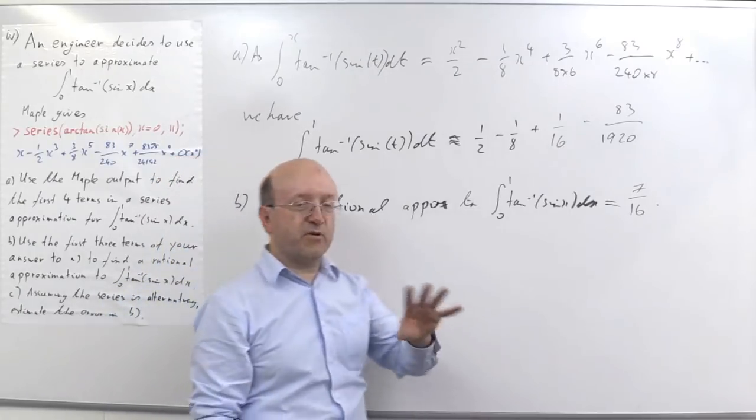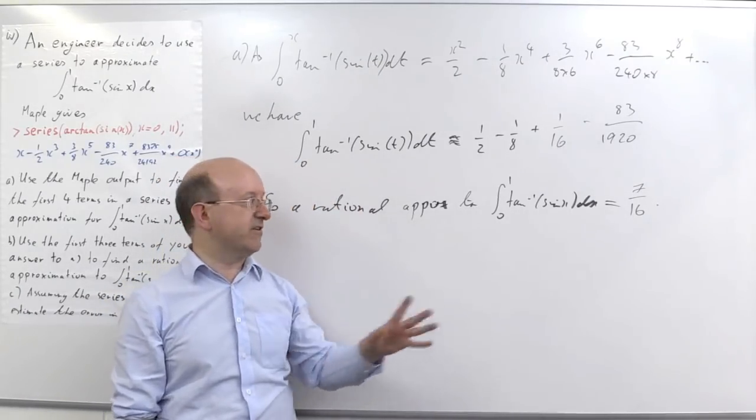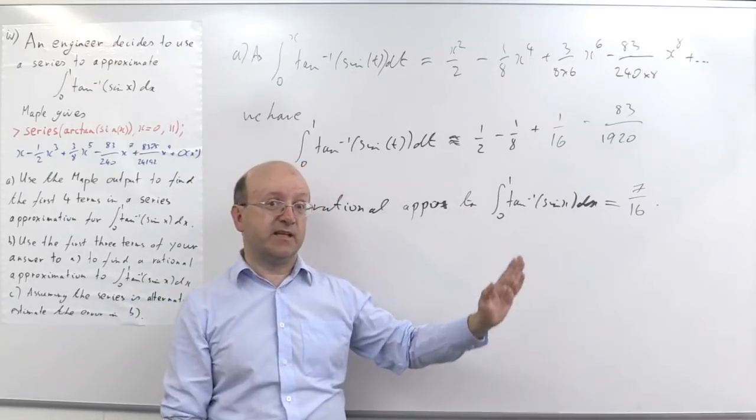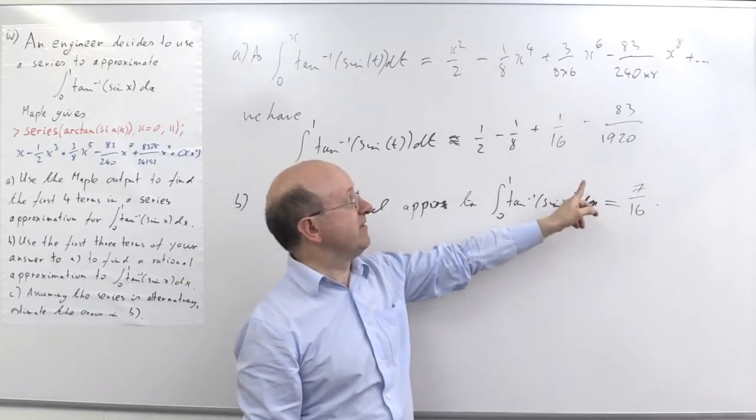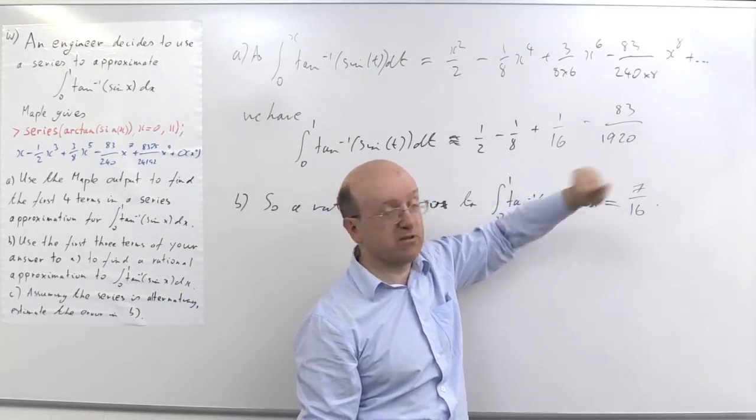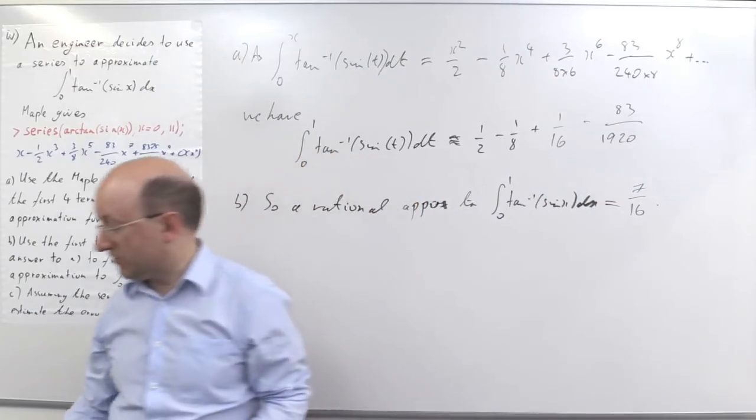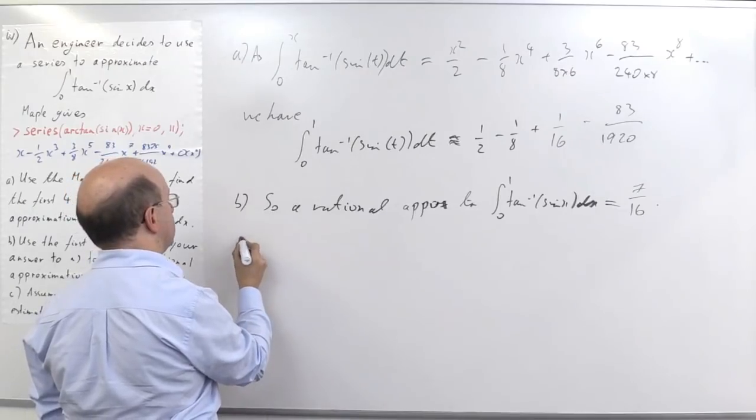Now, the point here is we're using the theorem that says that if you've got an alternating series, then the error in truncating at the nth term is bounded above by the next term. So the error in this is bounded above by whatever the next term in the series is, which in our case is 83 over 1920. That's just a straight application of a theorem from the lecture note. So let's just write that down.